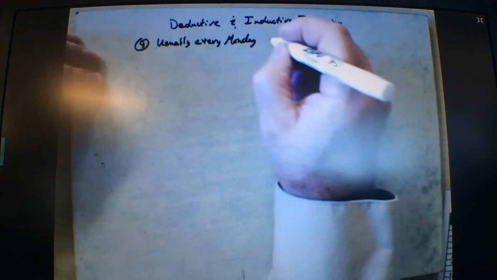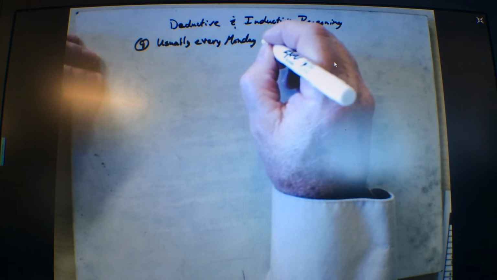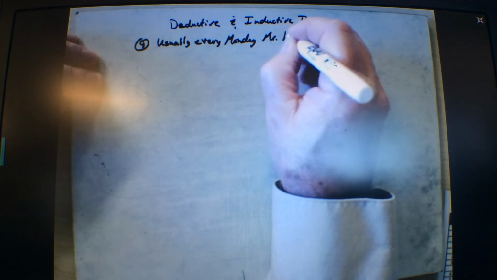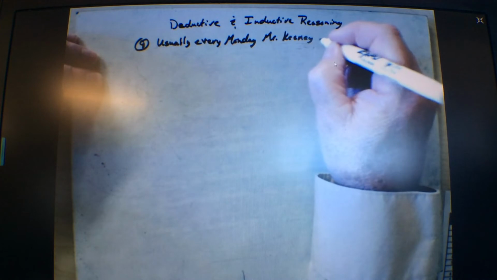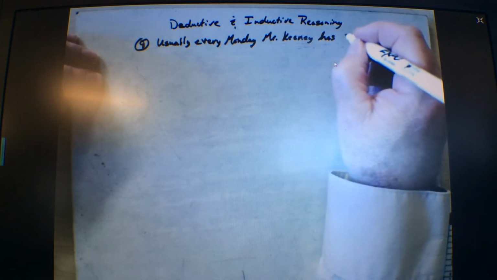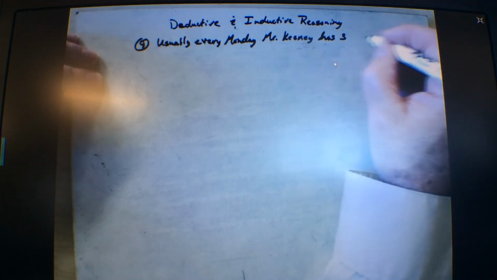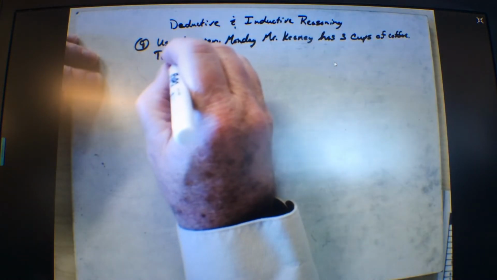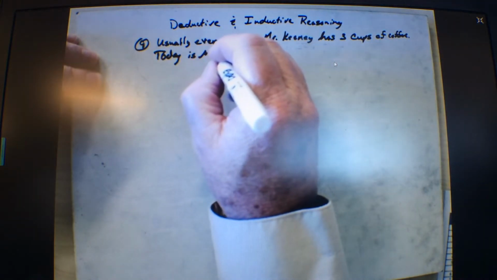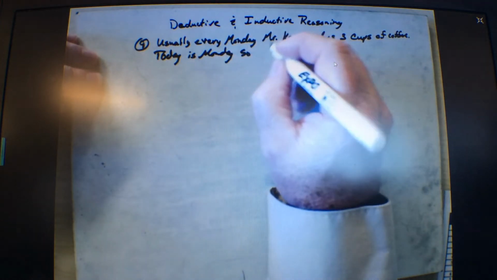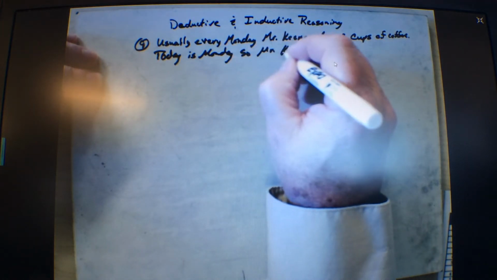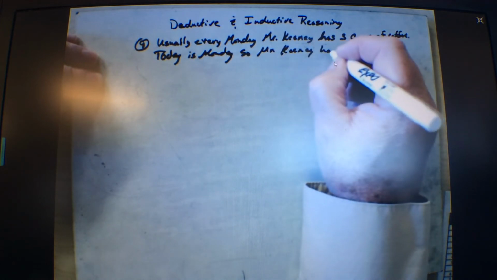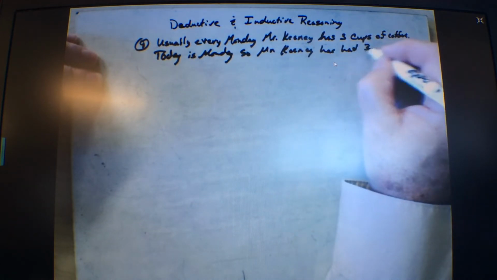Usually every Monday, Mr. Keeney has 3 cups of coffee. Today is Monday, so Mr. Keeney has had 3 cups of coffee.